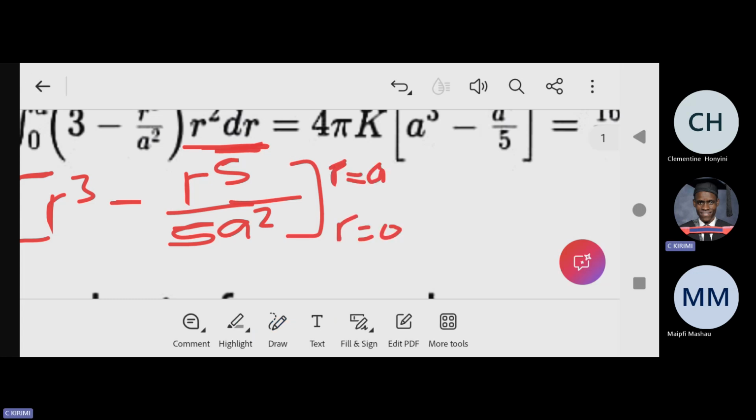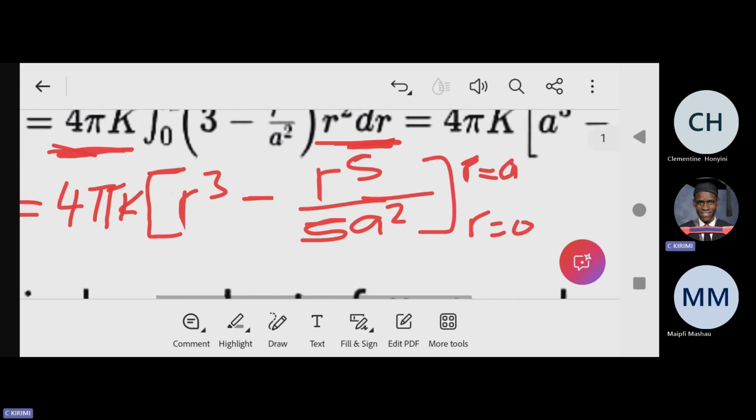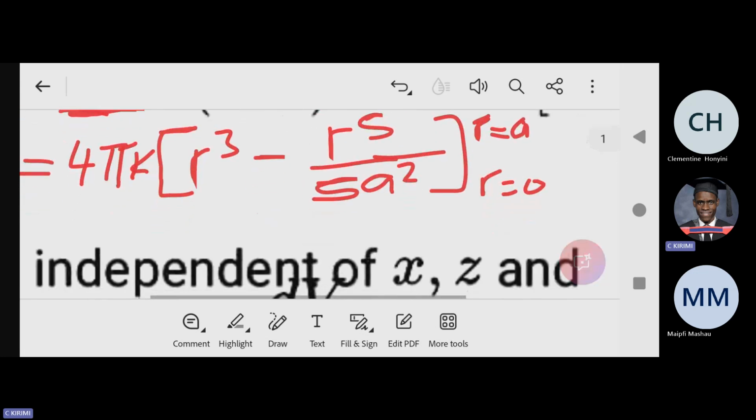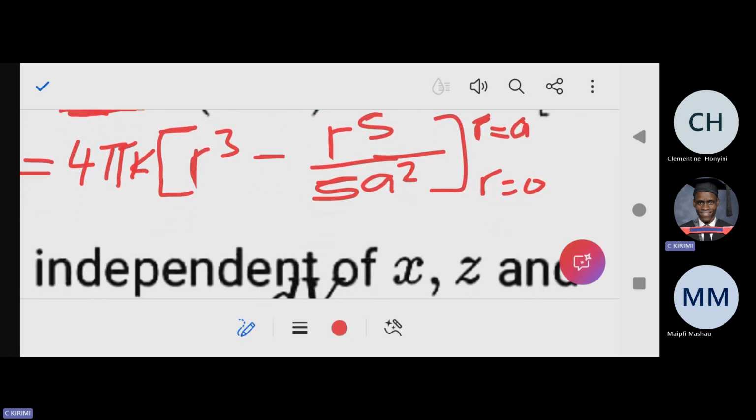So if r is equal to a, what will be the final answer now? R is equal to a and r is equal to 0. For r equals to 0, everything vanishes, isn't it? Then we don't subtract anything, we are just subtracting 0. Then the first integral would be 4 pi multiplied by that k bracket. Where there is r cubed, you are saying r equals to a.